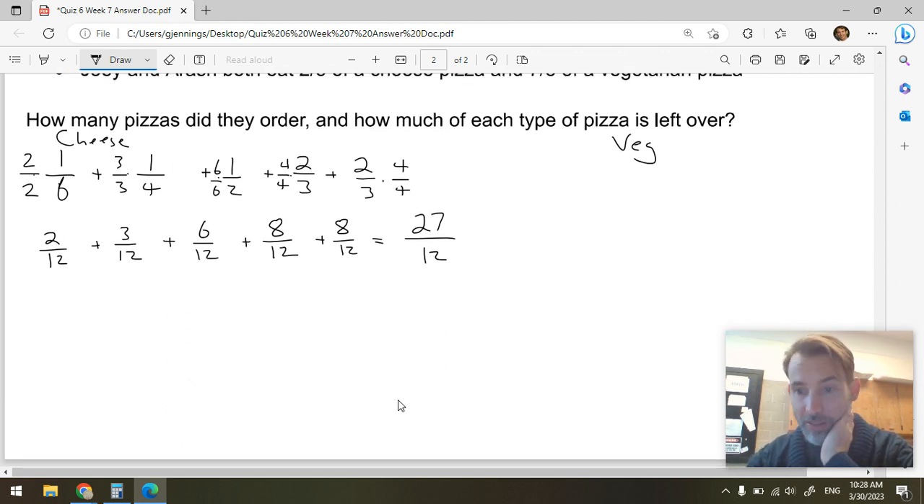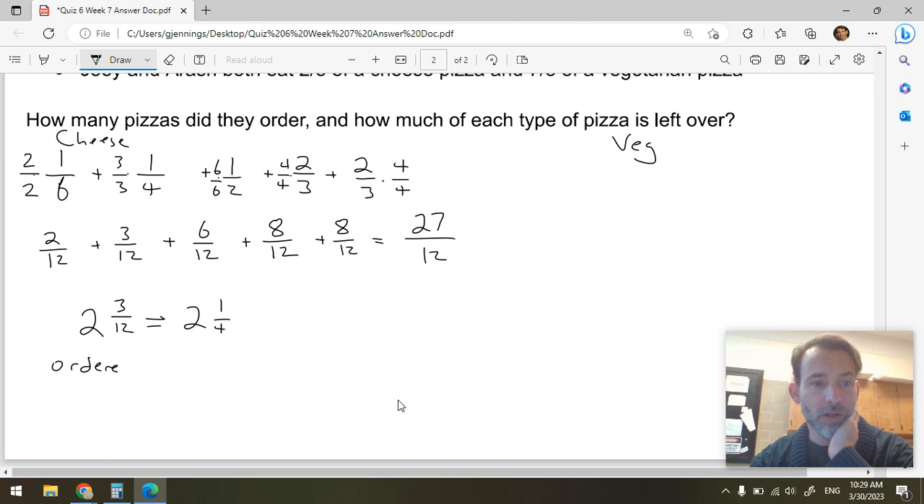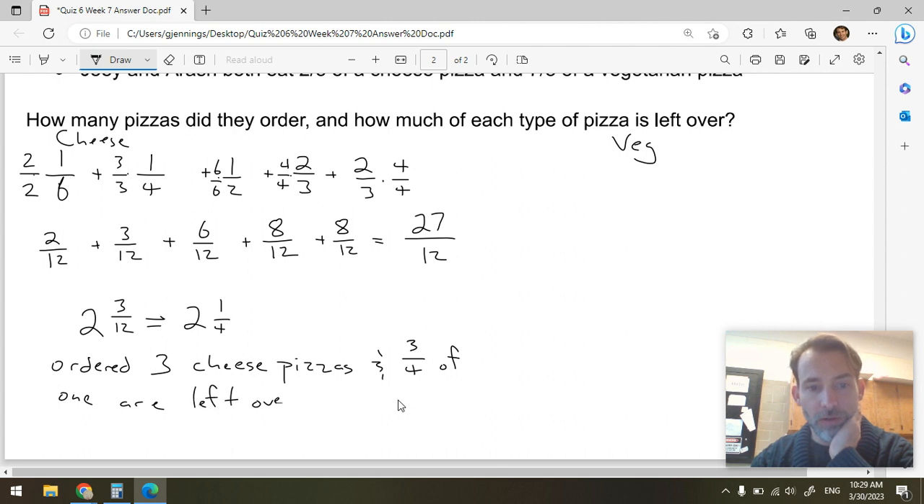So let's see. That's more than 2, so that's 2 and 3/12, which is equal to 2 and 1/4. Okay, so they ordered 3 cheese pizzas and 3/4 of one are left over. And there's a slightly slicker way that we could do this in the next one. Slightly slicker, I say, and I like slightly slicker.